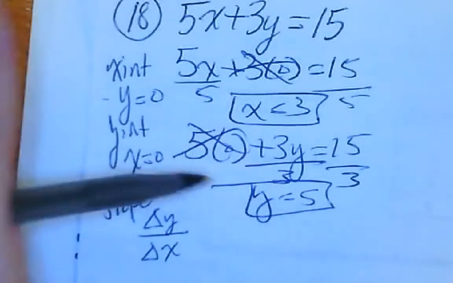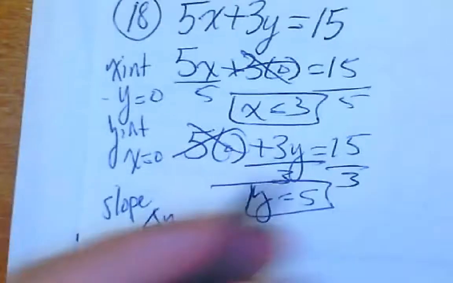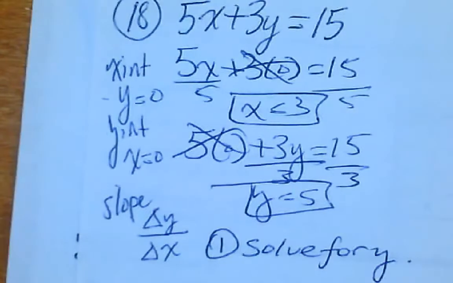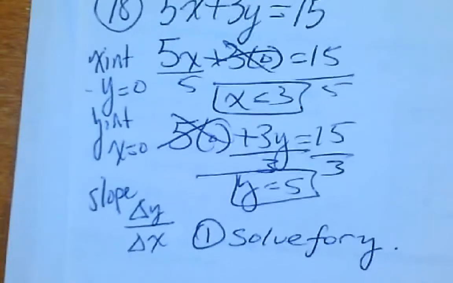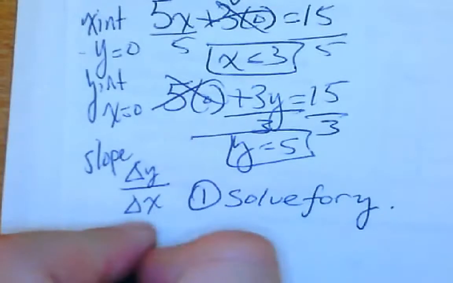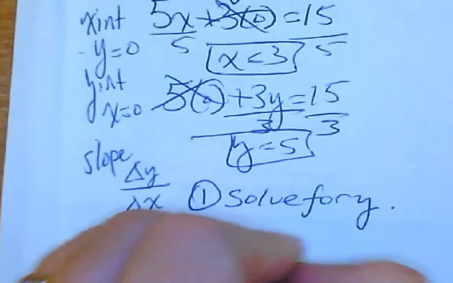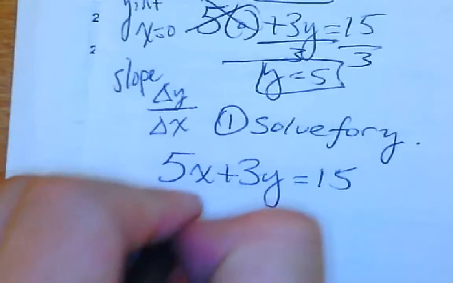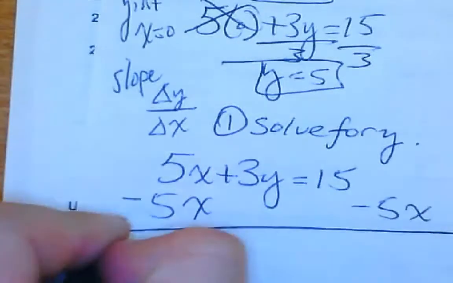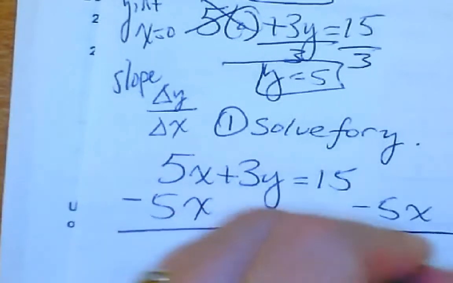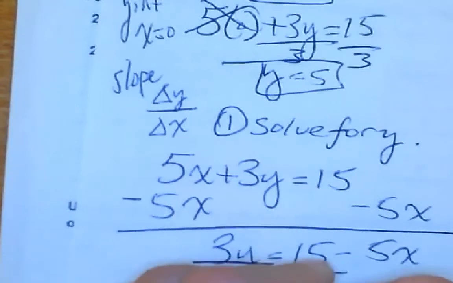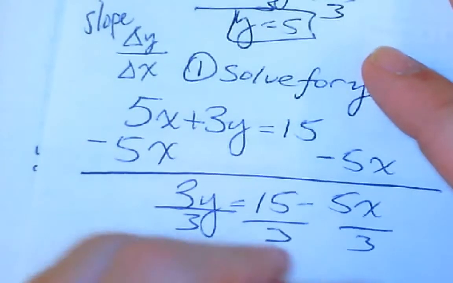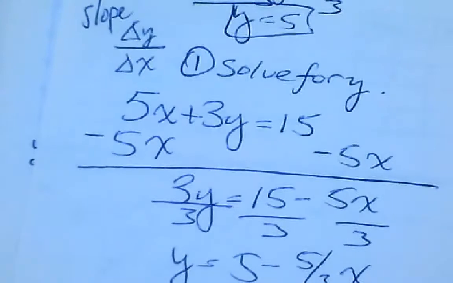All right, so now when you want to go to slope, you're going to solve for y. So step 1, solve for y. So we're going to solve for y with this equation. It's going to say 5x plus 3y is 15. So first things first, subtract 5x from both sides. So we have 3y equals 15 minus 5x. Now divide everything by 3, and you get y equals 5 minus 5 over 3 x.